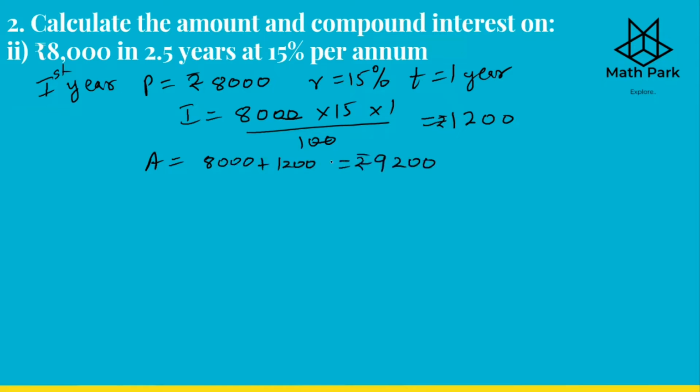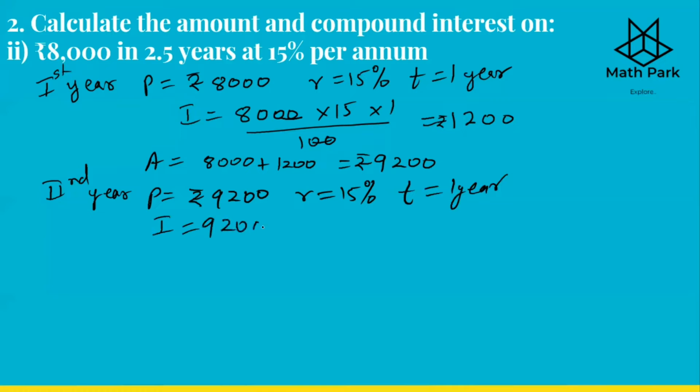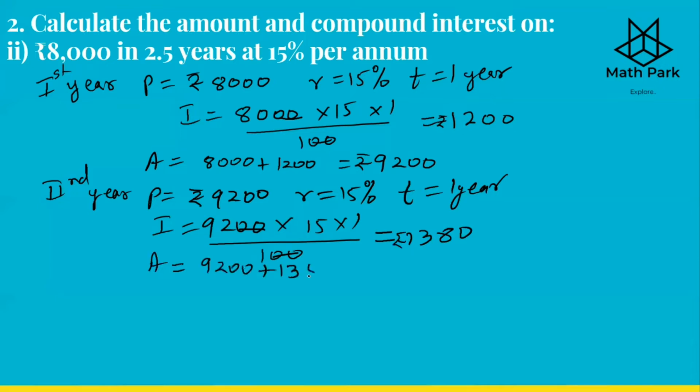Now for the second year, you have principal is equal to rupees 9,200. The rate is again 15% per annum. The time is 1 year. So we get interest is equal to 9,200 into 15 into 1 upon 100. Multiplying 92 into 15, we get 1380. This is the interest. And then the amount at the end of second year is 9,200 plus 1380, which is 10,580.